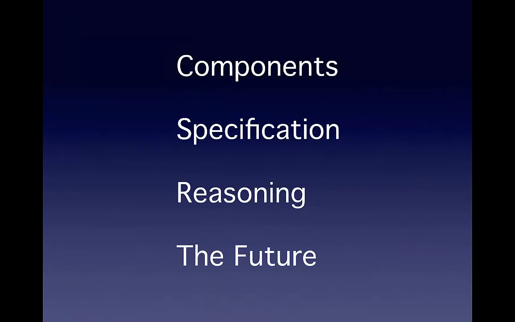This module is divided into 4 parts. The first part talks about what a component is. The second part talks about both formal and informal specification. The third part shows how to reason formally about a simple code example, assuming that you already have a formal specification written for it. And the final part talks about the future of formal reasoning and the notion of a verifying compiler.